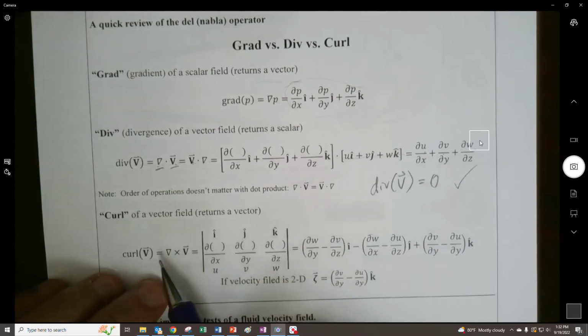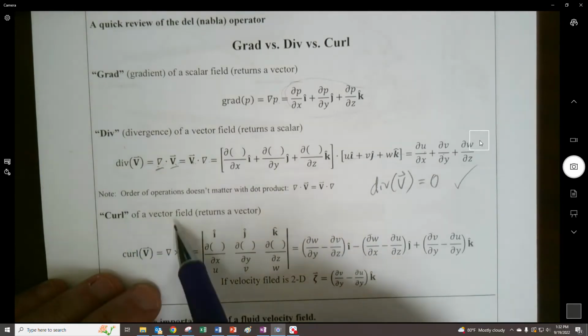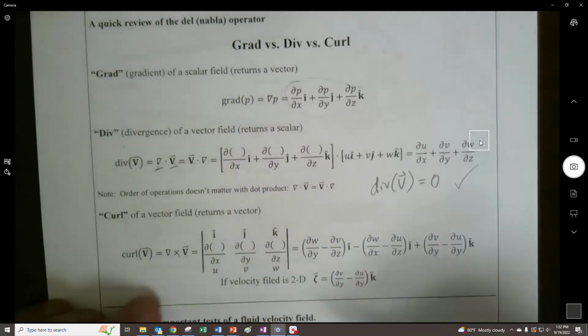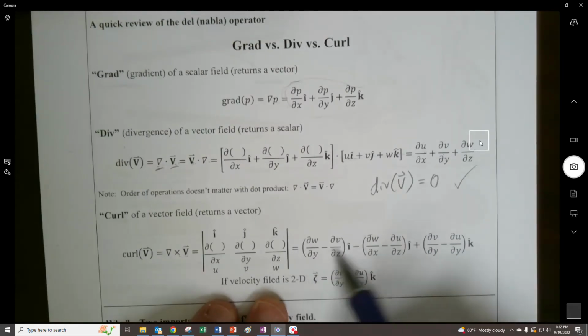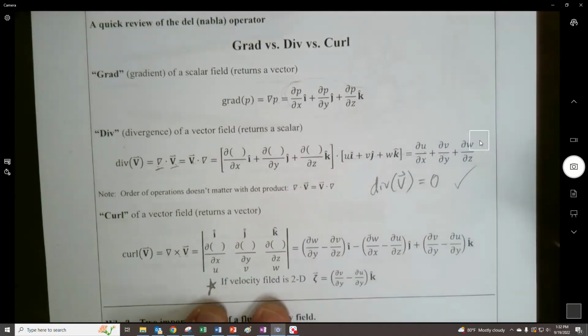And then lastly, we have the curl, right? So we have the gradient, the divergence, and now the curl of a vector field, where we take the nabla and we cross it against the velocity vector. And now the order of operations does matter, right? Because you flip the thing around. But for 3 dimensions, well, we would take the cross product. We just take the determinant of this. But most of the time we're just going to deal with 2D.